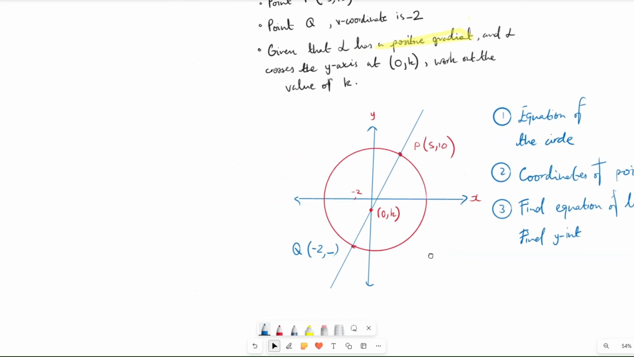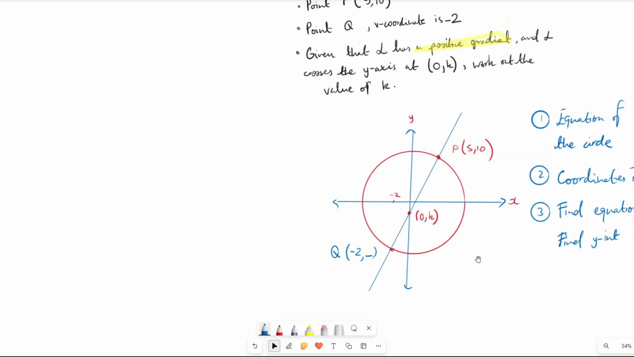So let's look at step number 1 first, find the equation of the circle. Now I did this one way, and a friend of mine also did it a different way. Shout out to them if you are watching. I'm going to show you both ways. The way I did it in the exam, I made a triangle. This is point P and this is the origin, and we know that this is 5, 10, so it's 5 across and 10 up.